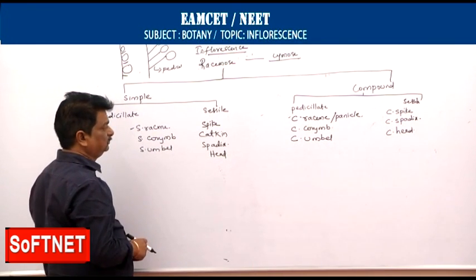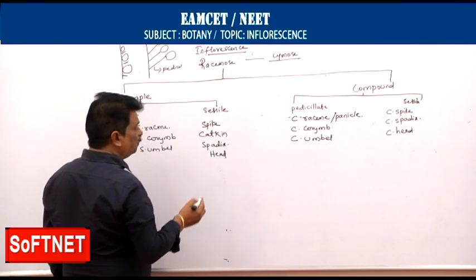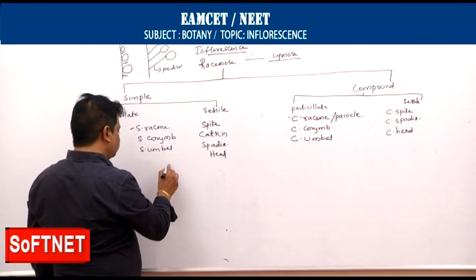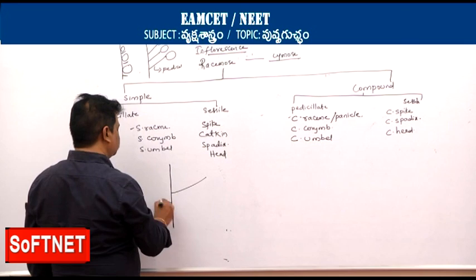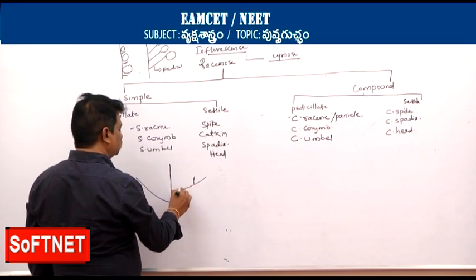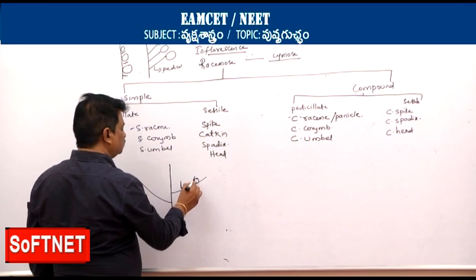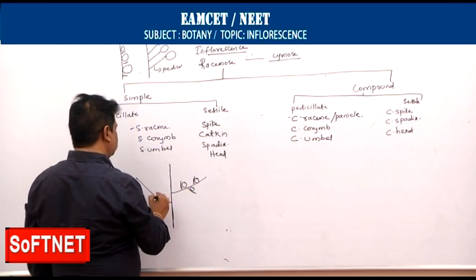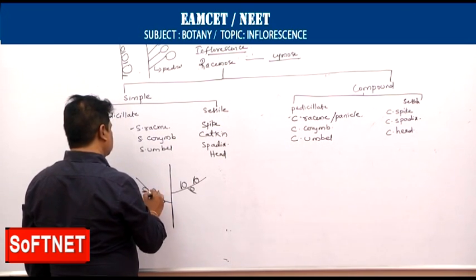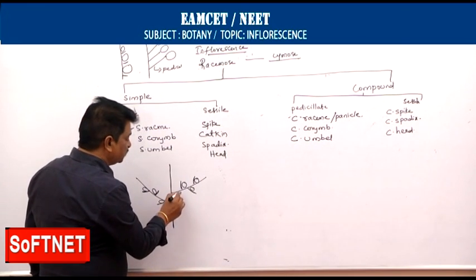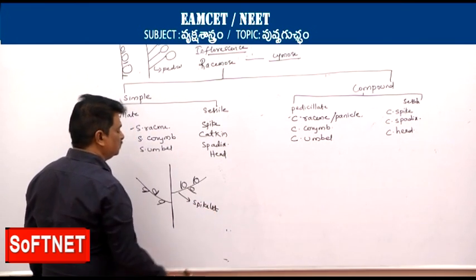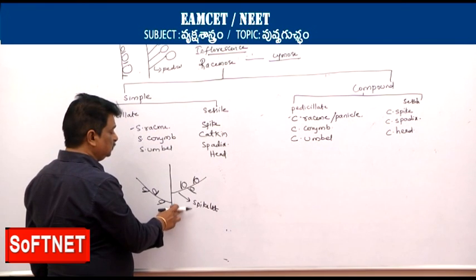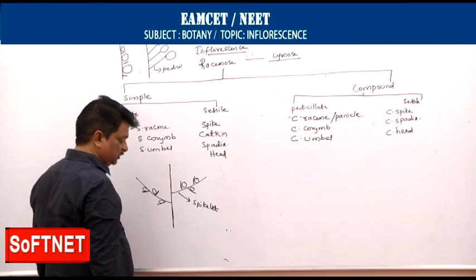That is simple spike. The next one, compound spike. In compound spike, the peduncle is branched and each branch produces bracteate and sessile flowers. They are limited. Each such branch is called a spikelet. So each branch produces a limited number of flowers. Each such branch is called a spikelet.